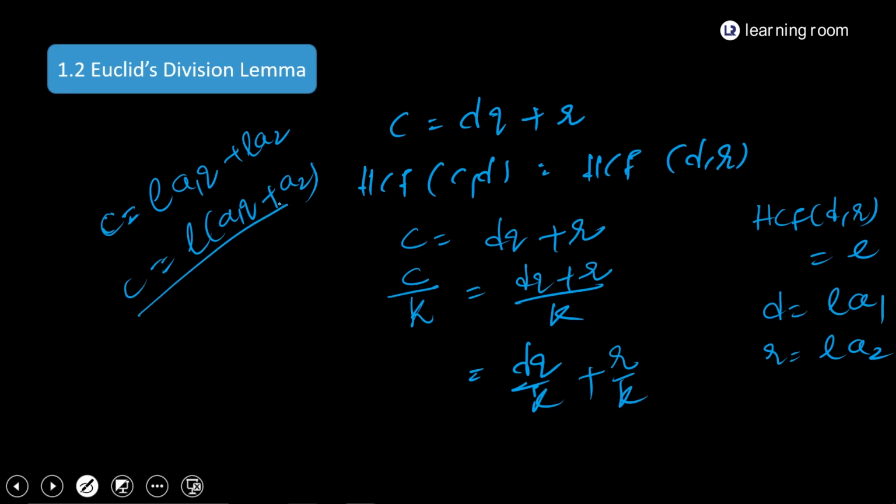So HCF means, what is K must always be greater than or equal to L, right? L is a common factor, but K is the HCF, the highest common factor. So always K must be greater than or equal to L, right? Now we need to show that L must be greater than or equal to K. If it's equal to L, then L will be the highest common factor. So this says that K must be greater than or equal to L.